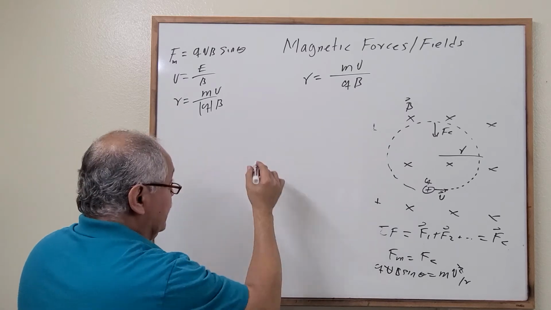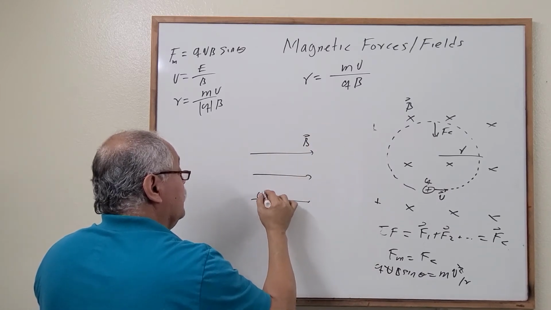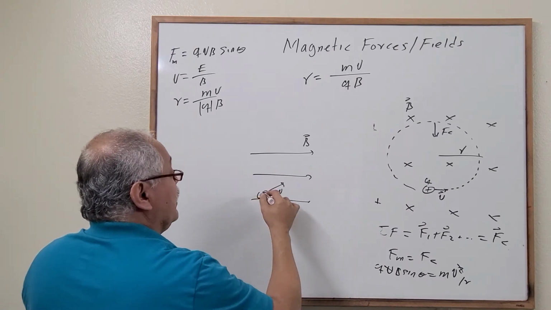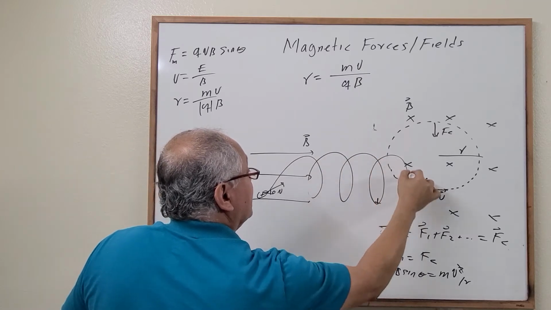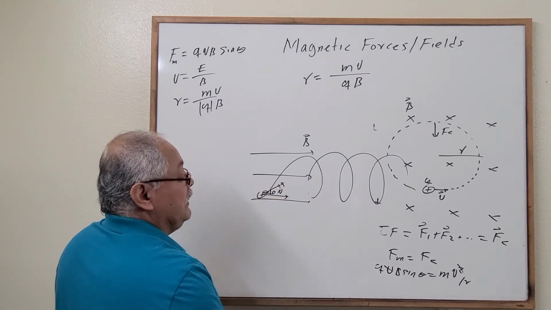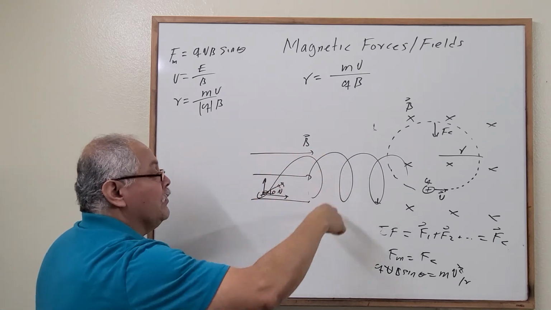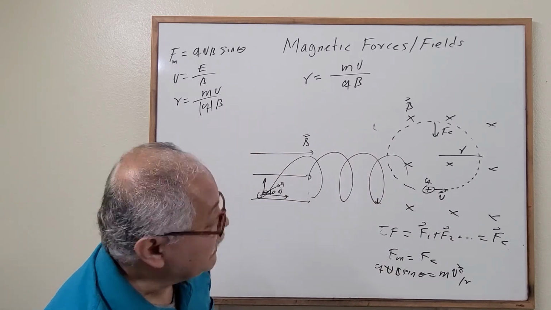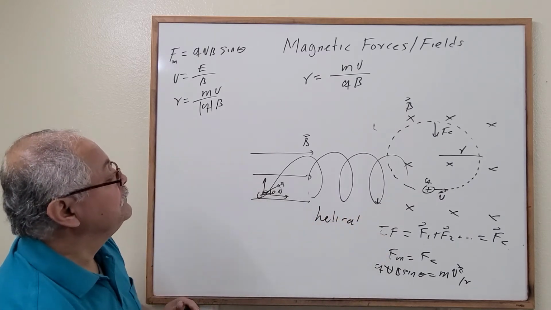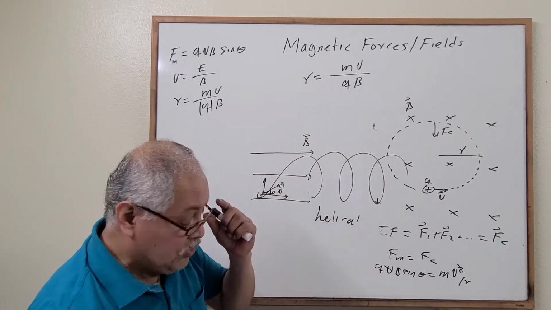Imagine that this is again the magnetic field, and now the particle moves with this velocity v at this angle theta. In that case, what do we have? Well, we have a helical motion. This velocity has components, one in the x direction and one in the y direction. And we have this helical motion. Okay, perfect. Great. Now let's go to the next topic.